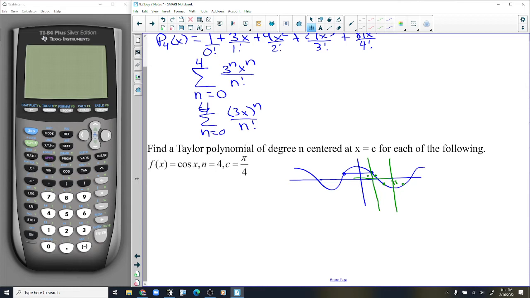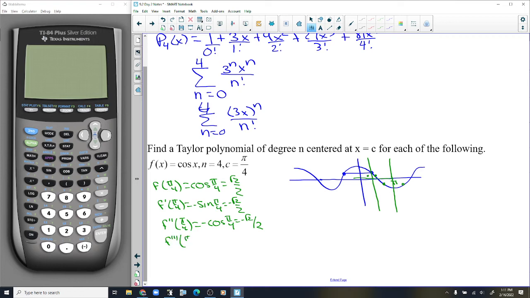This one, I think I would build, unless you're real comfortable with this stuff. So we're going to go f of pi over 4. Cosine of pi over 4, there's going to be lots of square root of 2 over 2's. f prime of pi over 4 is negative sine of pi over 4, which is negative square root of 2 over 2. And we're going to a 4th degree, so we've got to do a few more. Second derivative, negative cosine of pi over 4. Well, that's another negative. It looked like this was going to be an alternating one, but it's not alternating.